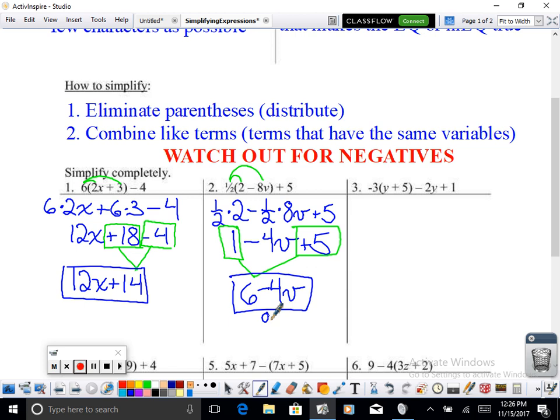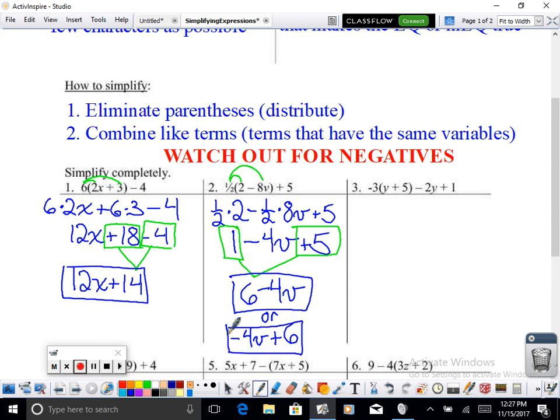Now, there is another possibility here. Okay, what if I wanted to have the variable term first? What if I wanted to put negative 4v as my first term? What would my second term be? What do you think, Cubby? 6. It would still be 6. Now here's the real question. Should I do plus 6 or should I do minus 6? Positive 6. Positive 6 means we're going to keep it plus.